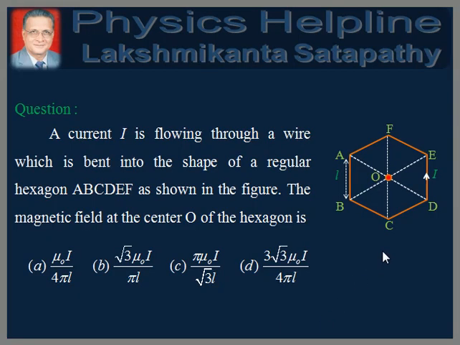Read the question carefully. The situation is shown in the figure. A wire is bent into a regular hexagon A, B, C, D, E, F as shown in the figure. Length of each side of the hexagon is equal to L. O is the center of the hexagon. A current I is flowing through the coil in the anti-clockwise direction. We are required to find the net magnetic field at the center O due to the current flowing through the coil.